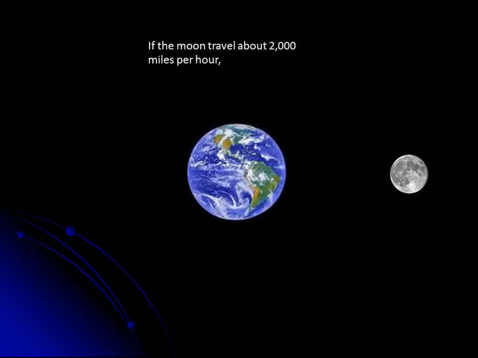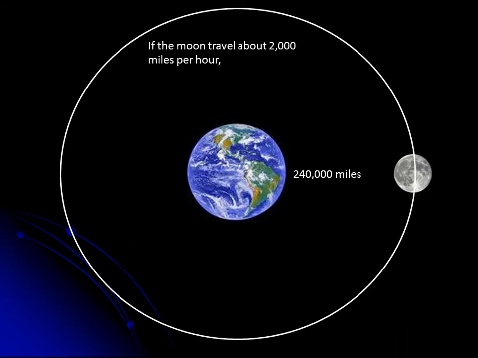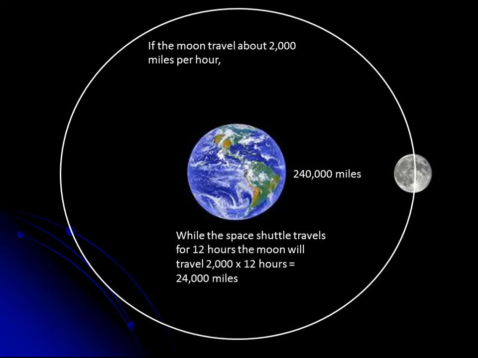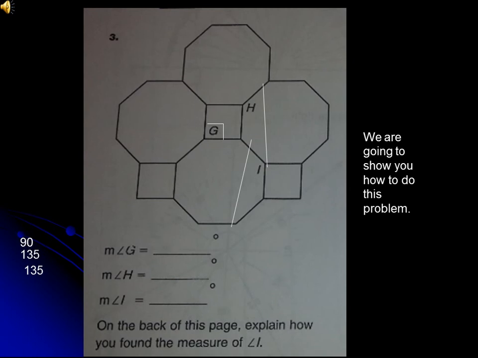Okay. The moon travels about 2,000 miles per hour. The distance is 240,000 miles. Is that the diameter? Not the diameter, what's it called? Radius. Yes. The space shuttle travels for 12 hours, and the moon will travel 2,000 times 12 hours, which equals 24,000 miles. Which means by the time the space shuttle got where it's going, the moon should have traveled 24,000 miles.